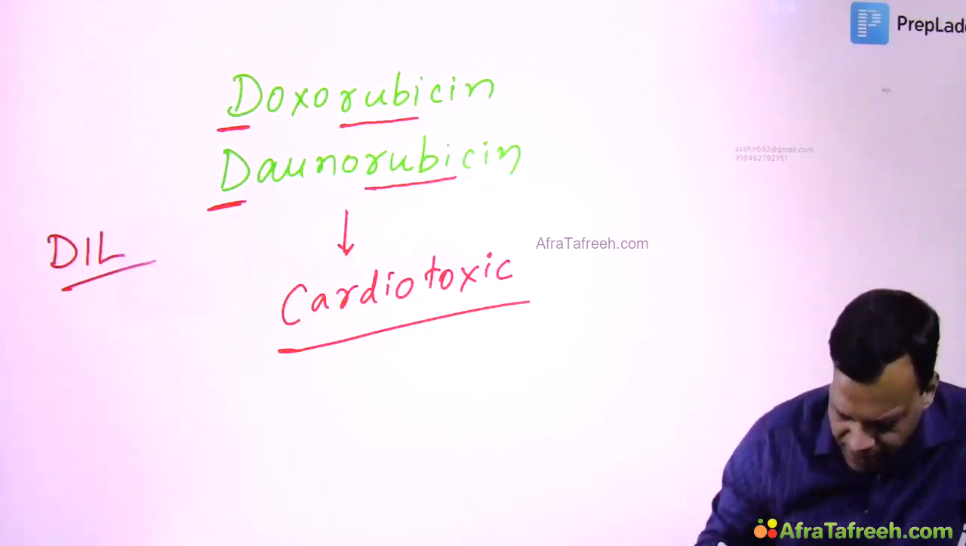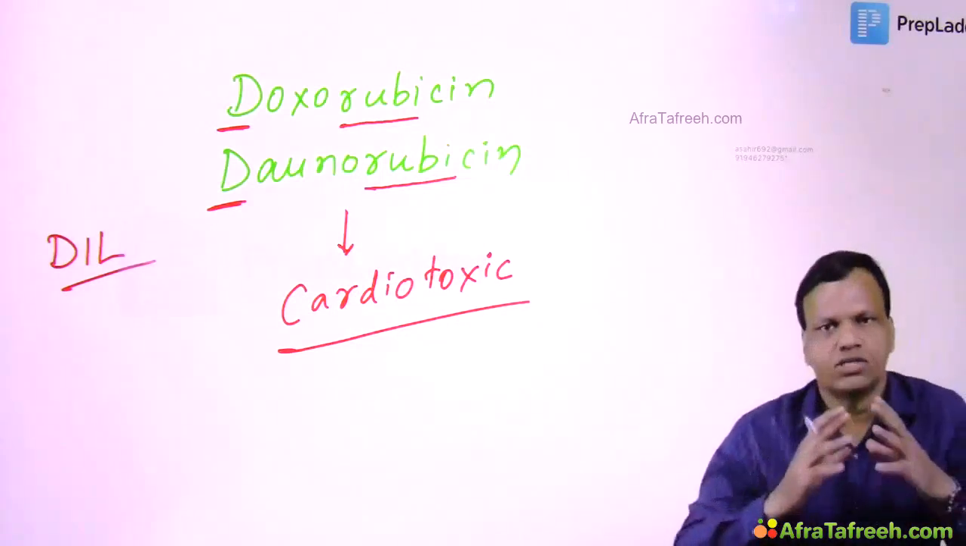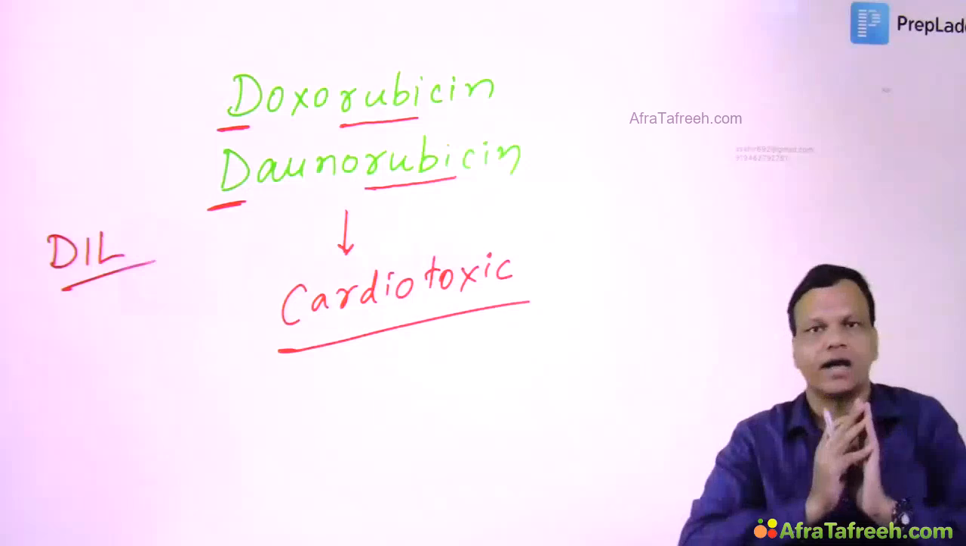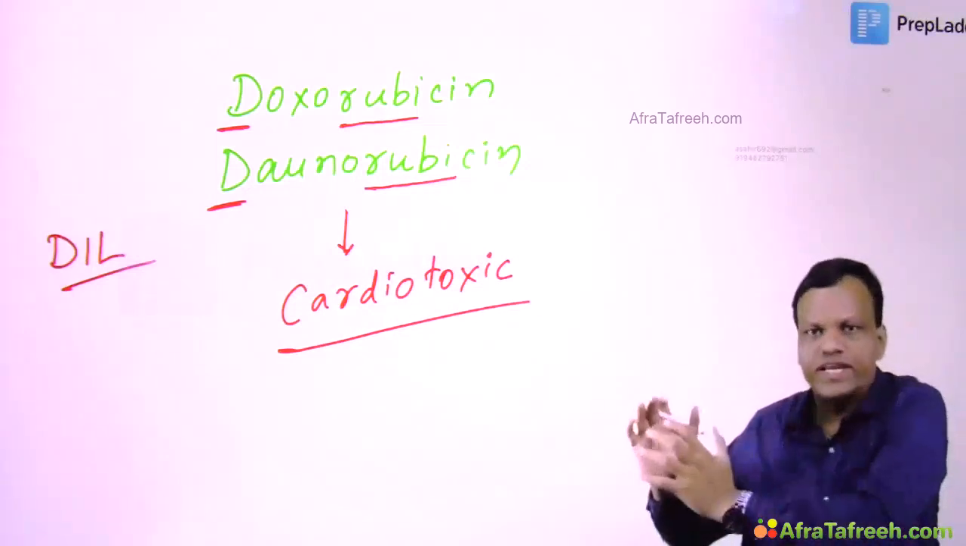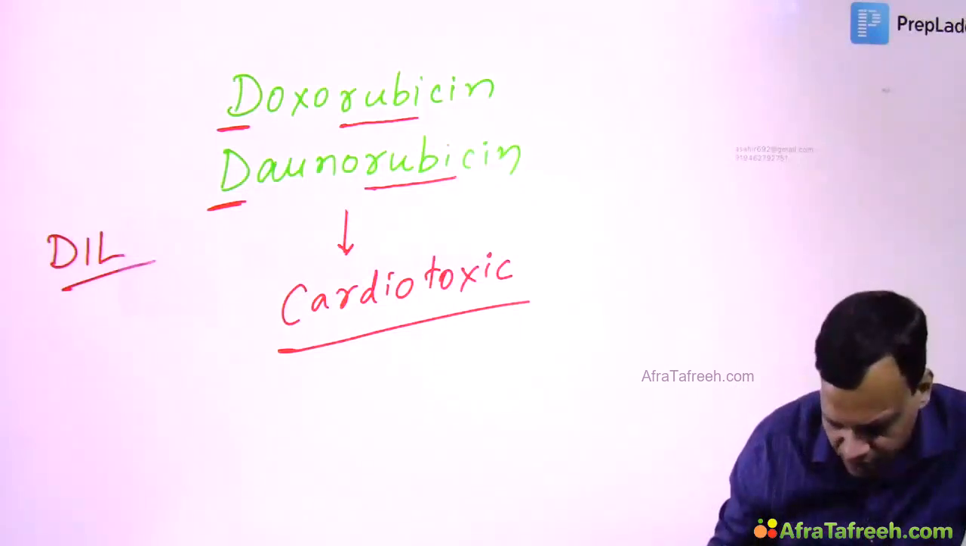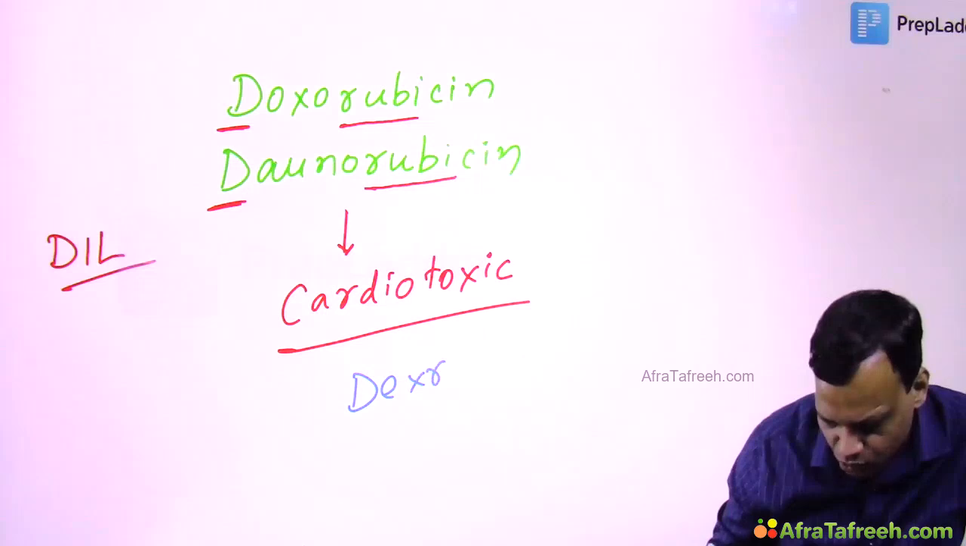And we can prevent the cardiotoxicity. The reason for the cardiotoxicity is they generate free radicals, and those free radicals may damage the heart. And if we remove those free radicals, there is less risk of cardiotoxicity. And the drug which can remove the free radicals is dexrazoxane.